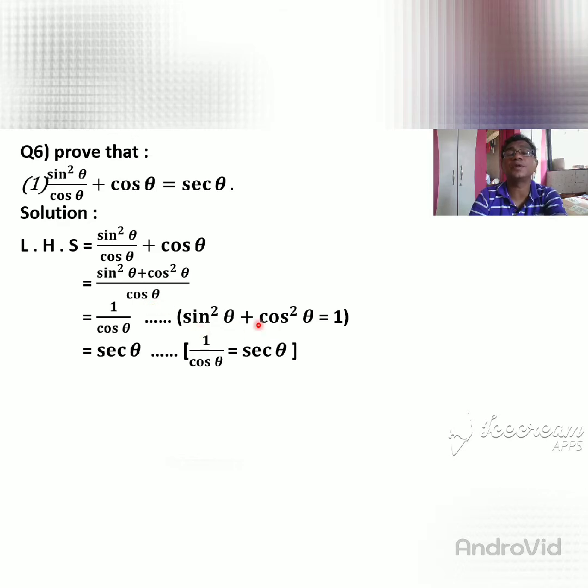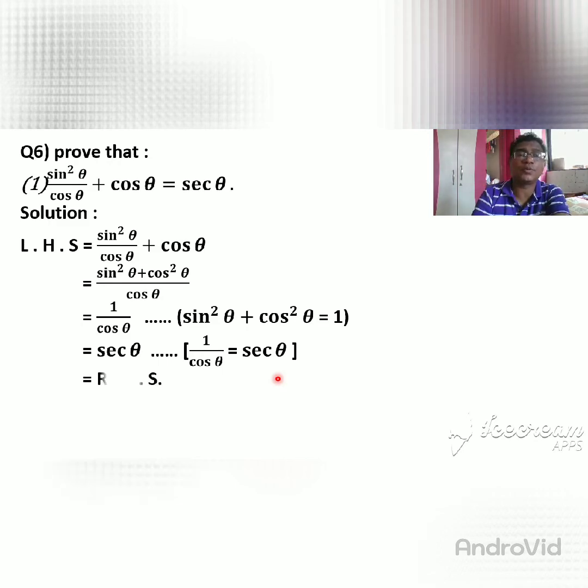So sin square theta plus cos square theta is equal to 1. So here we write 1 upon cos theta. So 1 upon cos theta is equal to what? 1 upon cos theta is equal to sec theta. Do you understand? So simple, very easy.